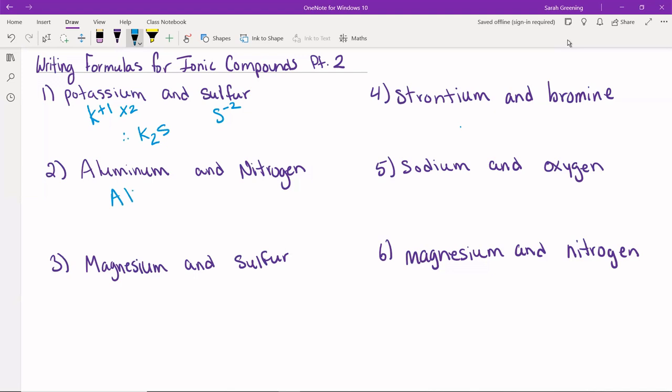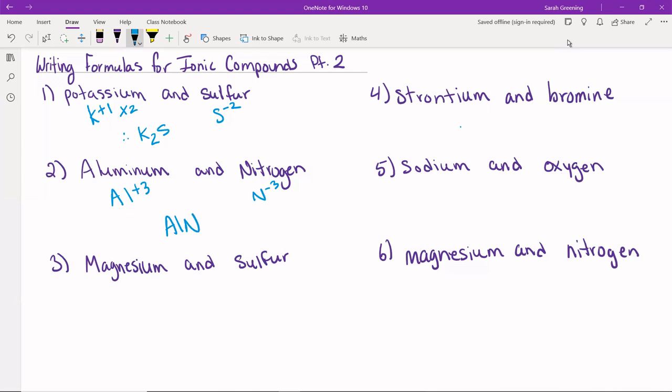Aluminum. Aluminum has a +3 charge, and nitrogen has a -3 charge. This is a very simple one because the charges are already balanced, so this is simply AlN.